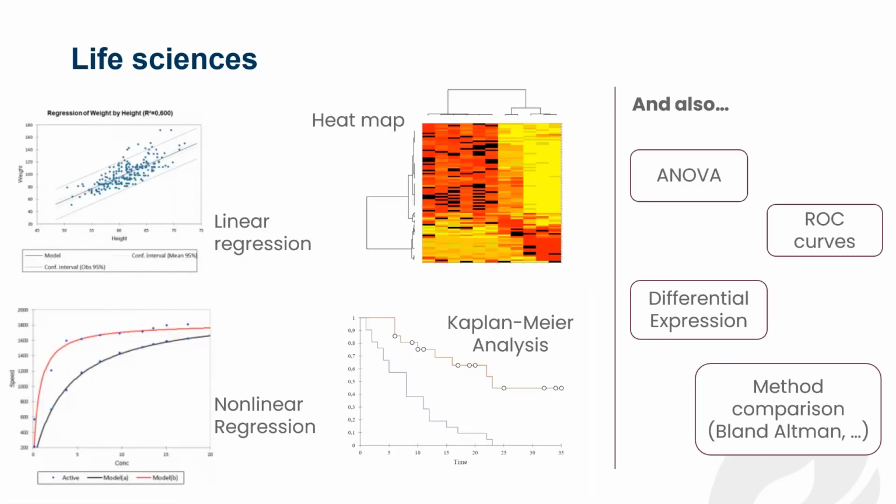Then we have life sciences. So the life sciences solution helps you with heat maps. You can analyze omics data as well, and you can do a lot of survival analysis, like the Kaplan-Meier analysis or the Cox regression, all sorts of survival analysis, as well as laboratory data analysis.